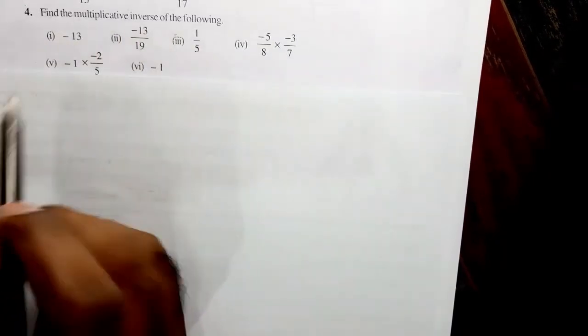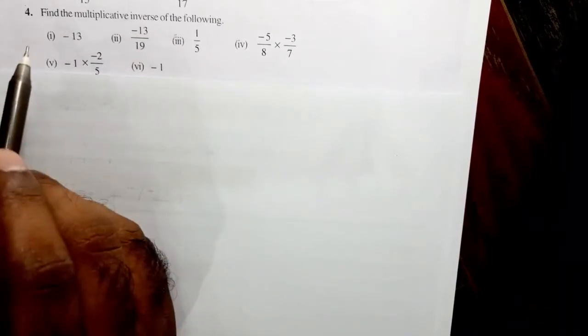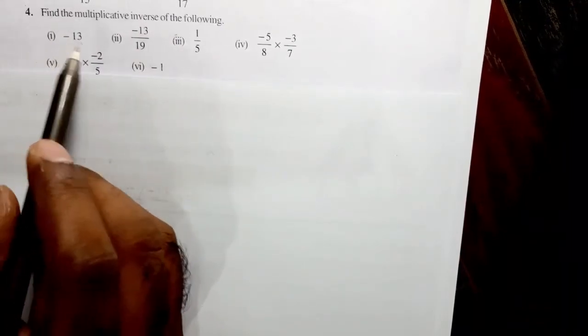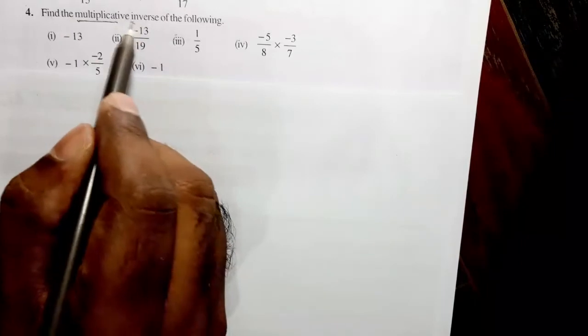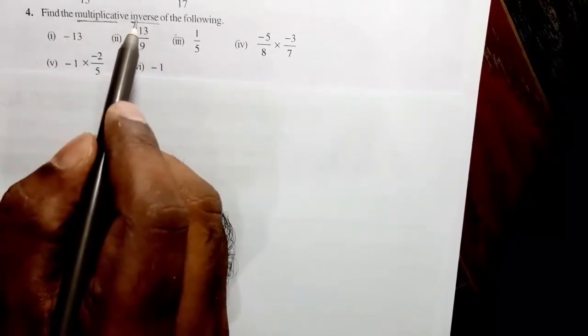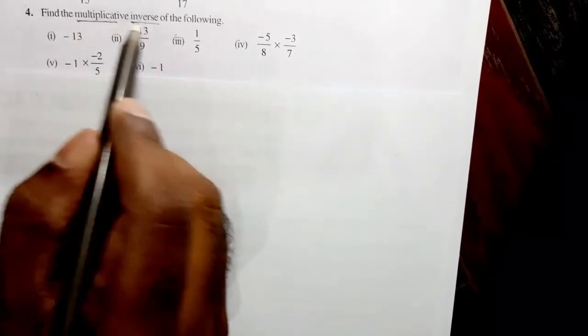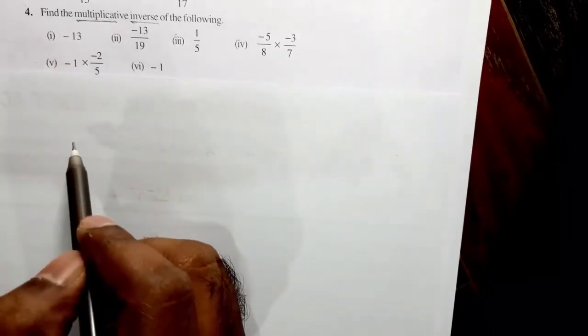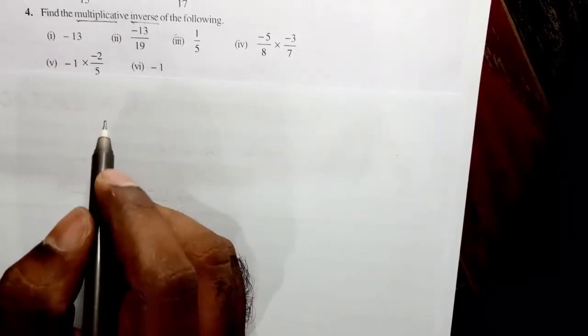Now we can go to the fourth question. Find the multiplicative inverse of the following. As we discussed the additive inverse, here also we are getting the multiplicative inverse. Two words are there, multiplicative and inverse. In the case of multiplication, the inverse means we want to get the answer 1.